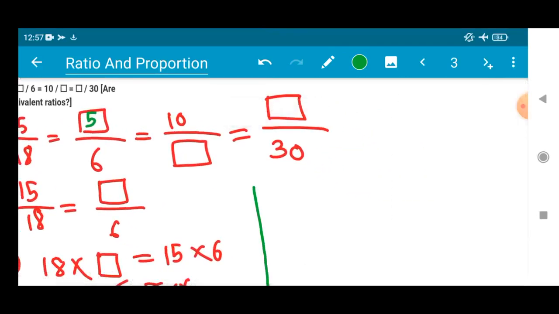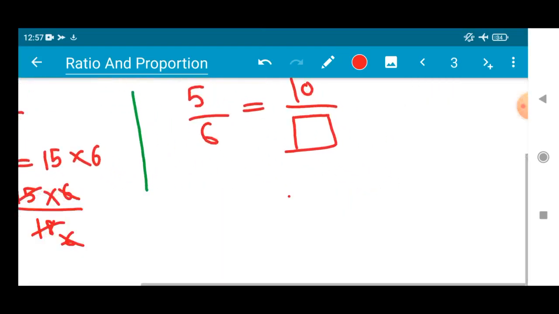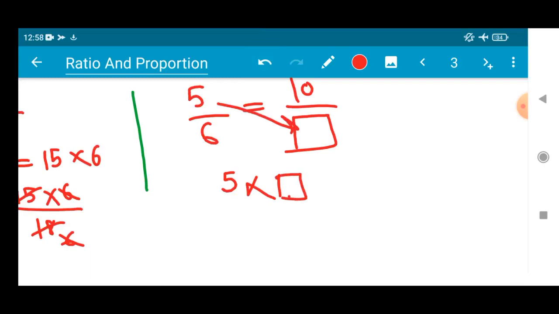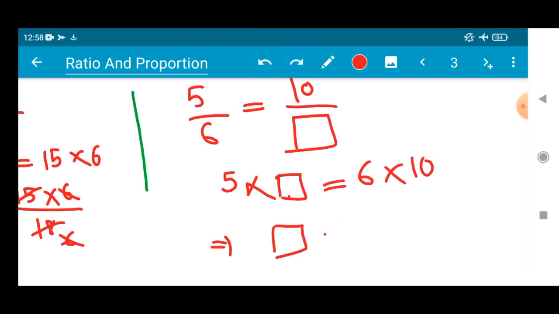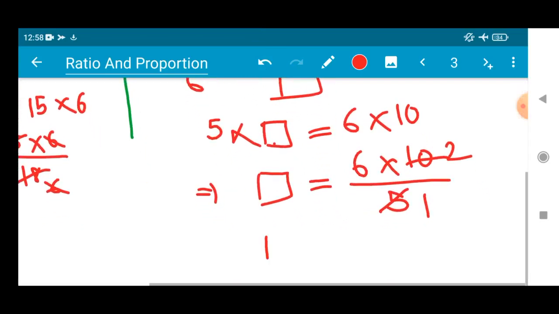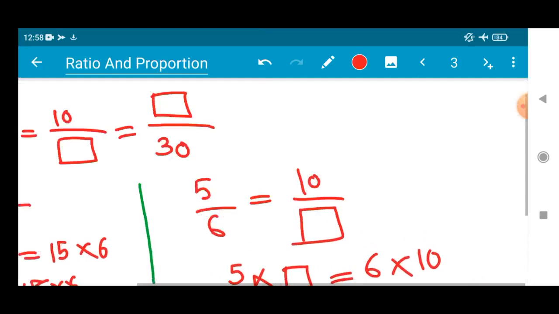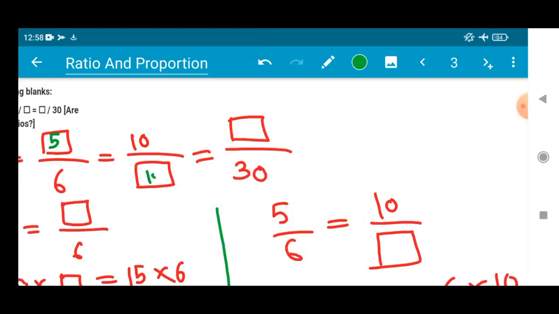Now we have to find the next box. This box should be filled. So our earlier box is occupied by 5, so 5 divided by 6 is equal to 10 divided by box. Let me do the cross multiplication again. 5 into box and 6 into 10. Now I have to find the box, so I am sending this 5 to become a denominator. 5 1s are 5, 5 2s are 10. So box is equal to 12. The value of the box is 12. So let us write here 12.